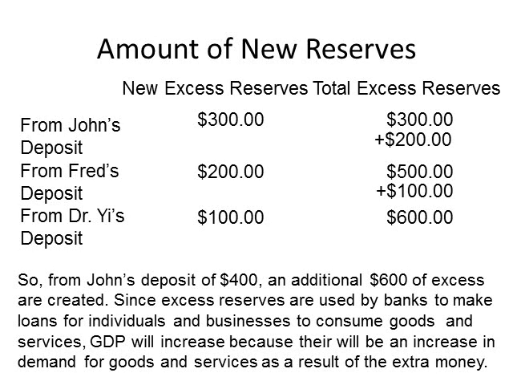So far from John's deposit of $400, $300 is created, so we add that to the total amount of reserves. From Fred's $200 deposit, $200 is created, giving us a total of $500 of excess reserves or loans. And from Dr. Yi's deposit, $100. So we add that to the $500 and we get a total of $600 in excess loans from a $400 deposit.